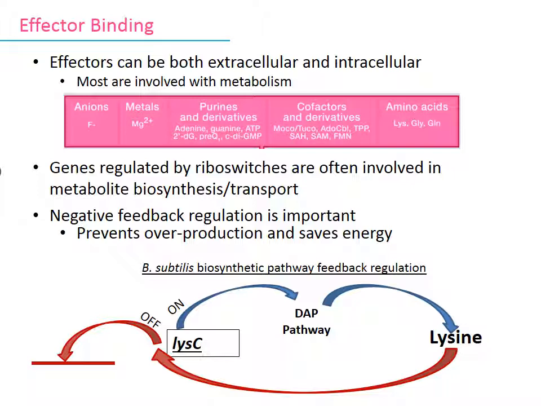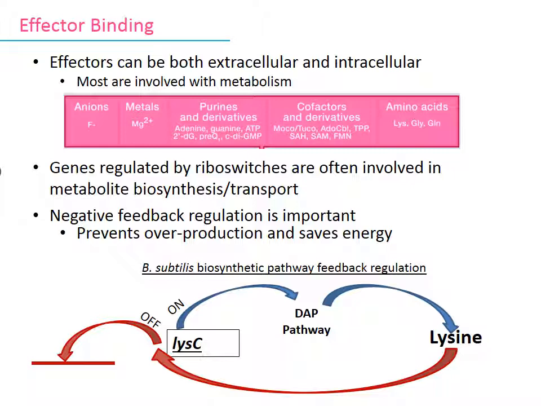Riboswitches show binding specificity to certain molecules called effectors, which can be both extra or intracellular in origin. The concentration of effector molecules within the cell is therefore related to the attenuation of specific genes. On this slide is an up-to-date list of all common riboswitch effectors. Genes regulated by riboswitches are usually involved with metabolite biosynthesis and transport. A metabolite is a molecule involved with a bacteria's metabolism.